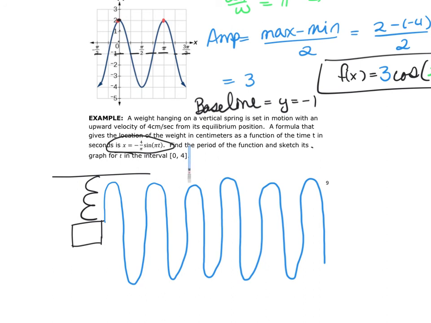We want to know the period of the function and sketch it on the interval from 0 to 4. So I know it's going to look something like this. And I want to know the period. Well, the period has to do with the omega there. My omega is pi. That tells me my period is going to be 2 pi divided by omega, which is 2 pi divided by pi. So my period is 2.